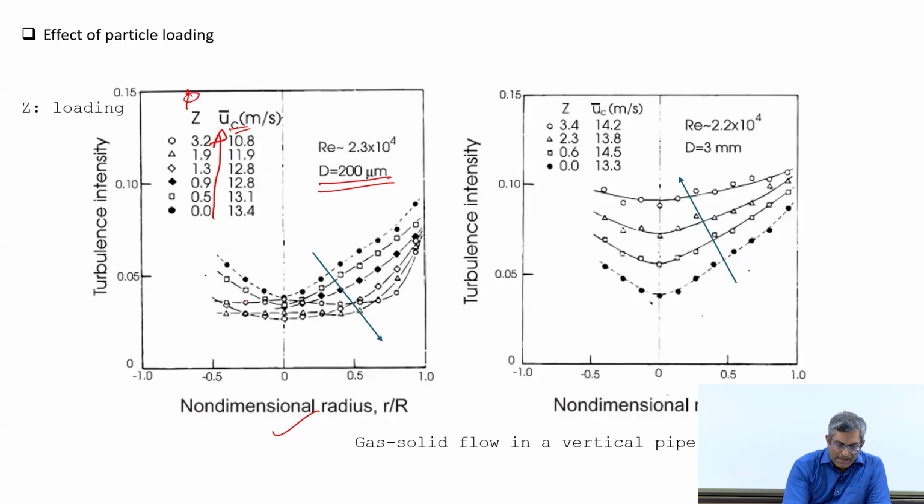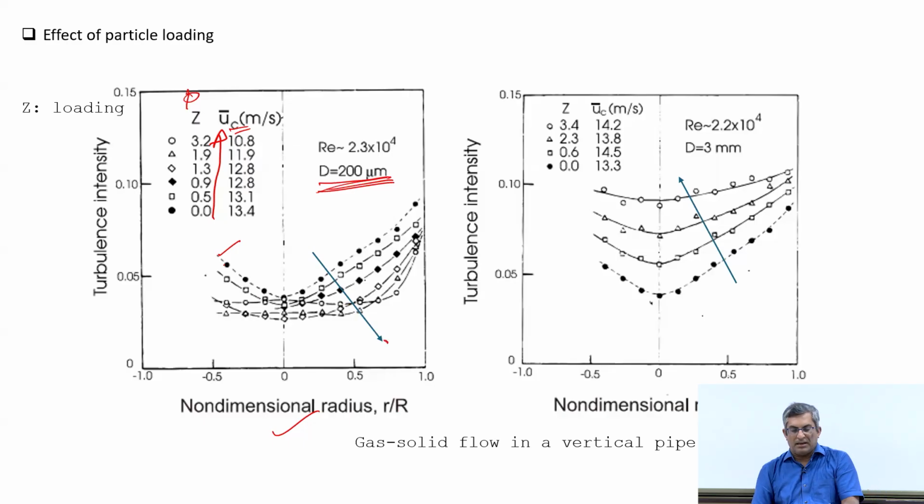This line denotes the case of zero loading, that is single phase flow, and then they are introducing the particles and they go on increasing the loading. So, what do you see? The turbulent intensity is reducing. So, when particles of size 200 micron are used, turbulent intensity is reducing.